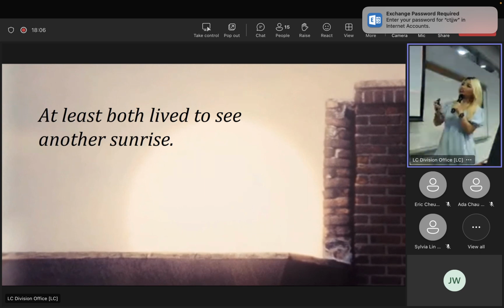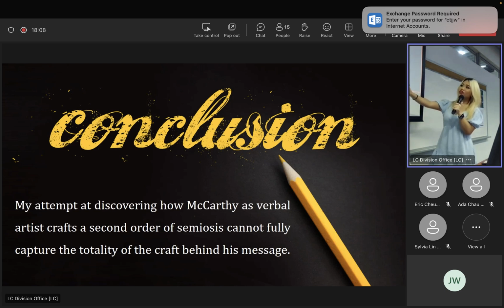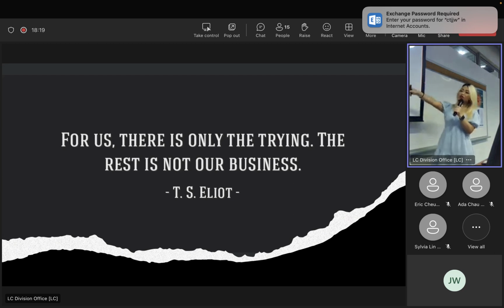Even though I didn't attempt to discover how it was fully captured, that's just our linguist way, we have to try. So that's my way of trying. And at least I can quote T.S. Eliot: for us, there is only the trying, the rest is not our business.